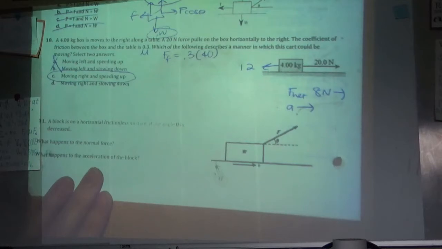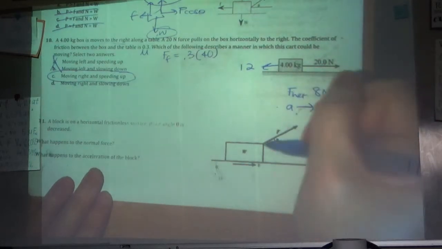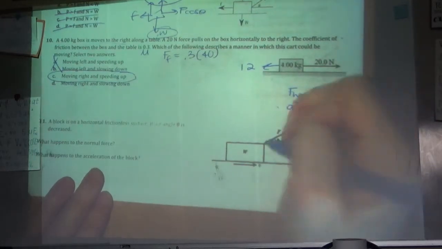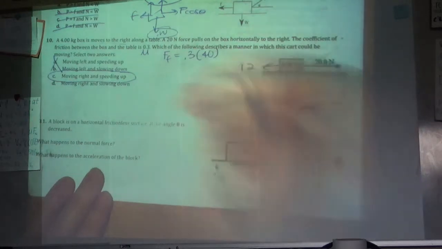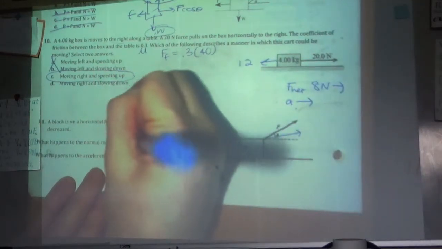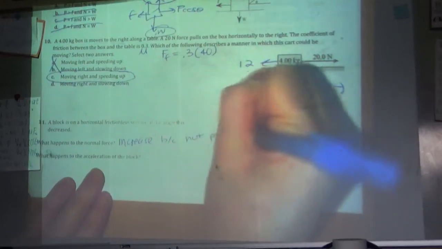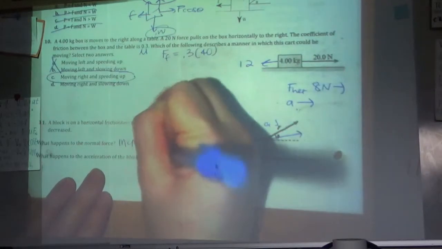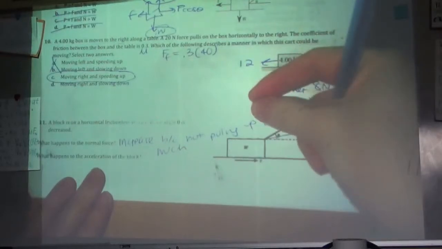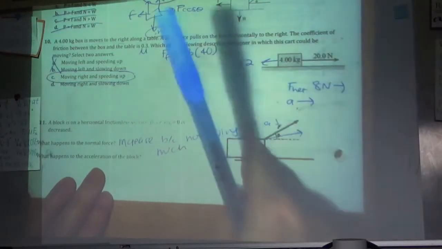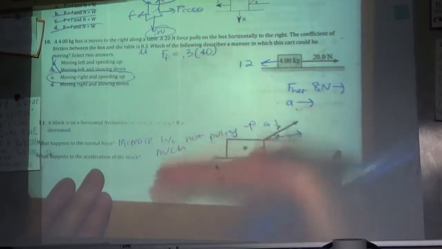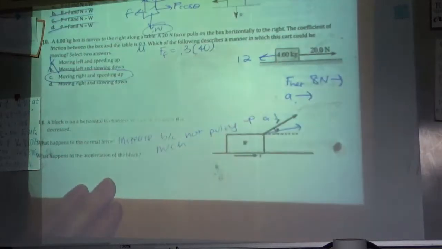We are looking at this angle. If you decrease the angle, now you're pulling it more to the side and less up. So then your normal force would have to increase, because you're not pulling up as much, because before you were holding up some of that weight. If you pull it more to the side, you're not holding up as much weight, so the table would have to go back to making up for that force.